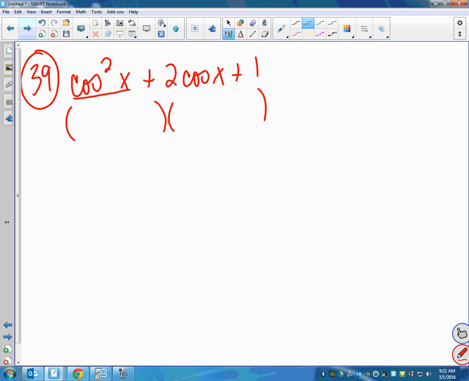So if I don't use U substitution, I would just say what multiplies together to give me cosine squared. I would just say cosine. What multiplies to give me 1, so that gives me 2.